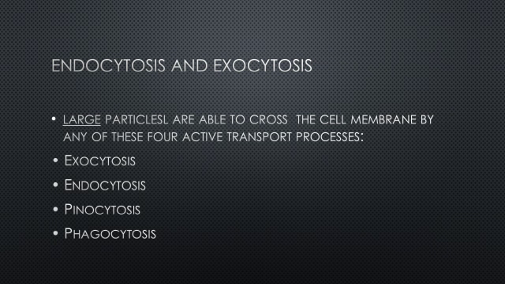Up till now, we have talked about the movement of small molecules across the semi-permeable membrane, but with these two processes, endocytosis and exocytosis, large particles are able to cross the cell membrane by any of these four active transport processes: exocytosis, endocytosis, pinocytosis and phagocytosis. Pinocytosis and phagocytosis are the types of endocytosis.